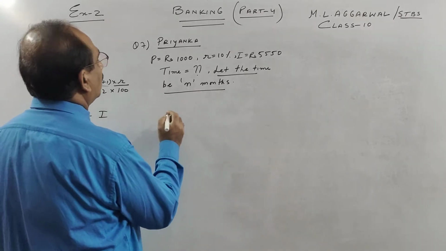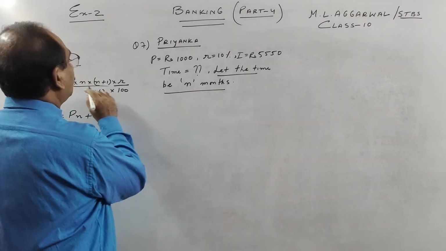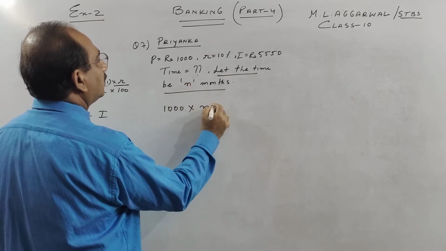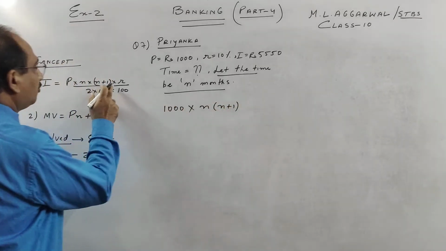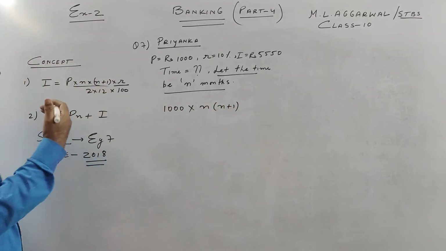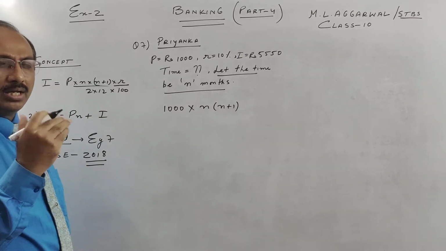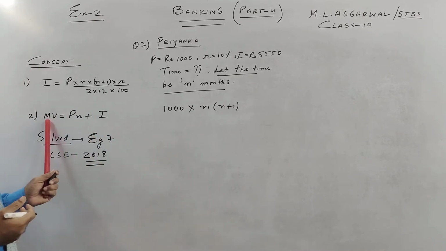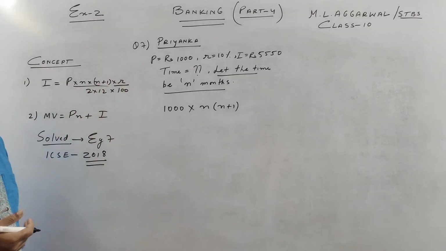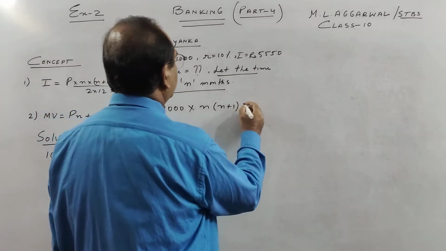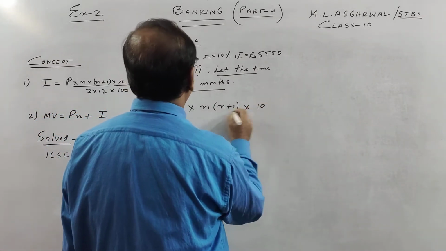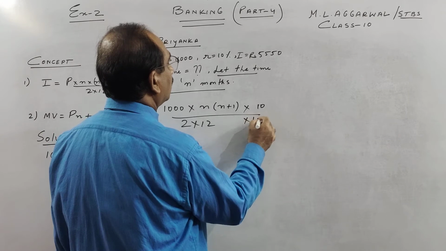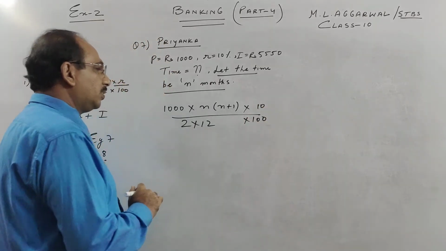So here we use the formula children. P is how much? 1,000 rupees into N is the time, and N plus 1. This is the formula. See, one main formula is there, these 2, and we solve all the 4 varieties of question. And as you have seen before, most of the latest ICSE questions pertaining to maturity value, monthly installment and rate, I have solved in my previous 3 videos. So rate is 10%. This over 2 into 12 into 100. R by 100, this is 2 into 12, which comes by formula.